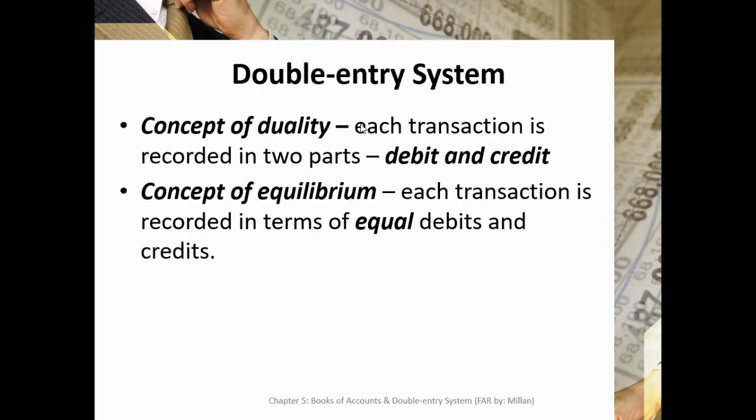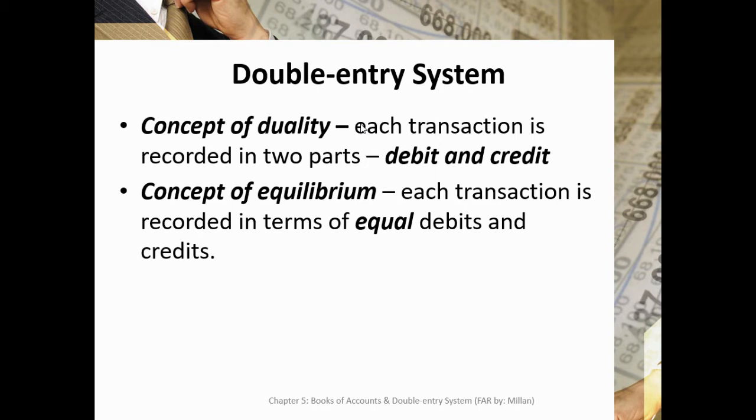Kasi sabi nga natin sa Chapter 3, Accounting Equation, dapat balance siya at all times. So, if at any time the accounting equation does not balance, there is an error. So, recall from our previous discussions that debit simply refers to the left side of the account, while credit refers to the right side of the account.